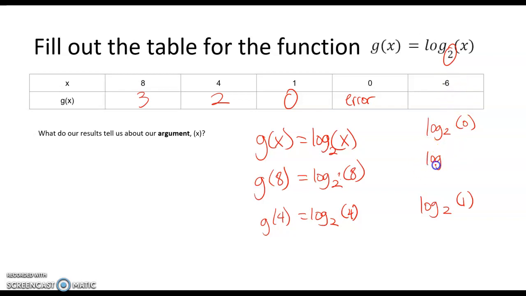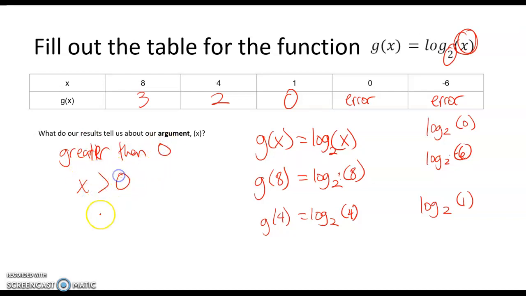Likewise, if I have log base 2 of -6, there is no power that will give me a negative answer. No power that I can raise 2 to will give me -6. So that is also an error. And what this tells us about our argument is this thing right here. It is x. It's everything in that parentheses. It tells us that our argument has to be greater than 0. Okay, so x has to be more than 0.